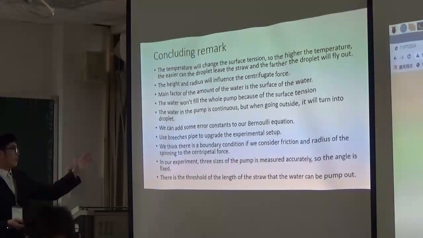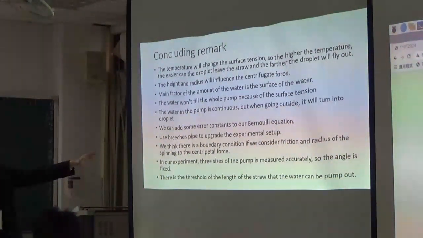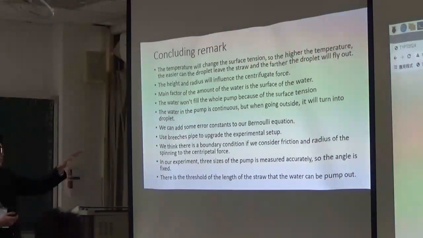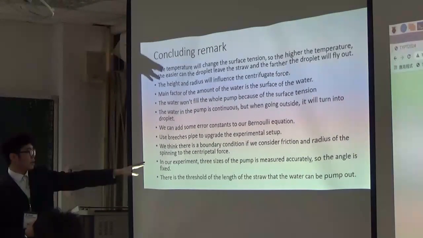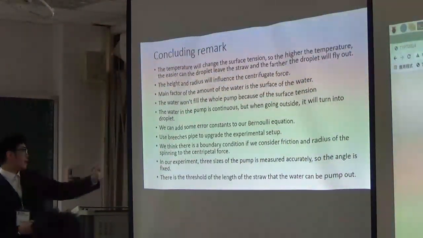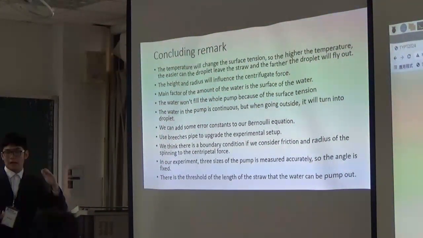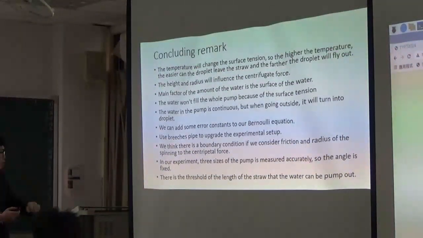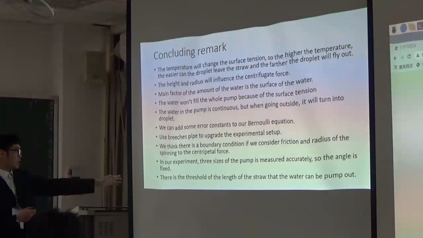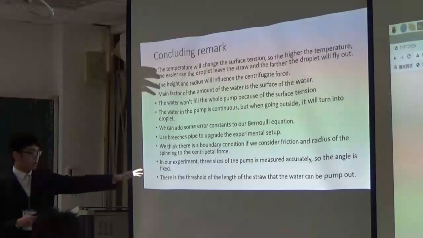And next, we think there is a boundary condition if we consider friction and the radius of the spinning to the centripetal force. And in our experiment, three sides of the pump are measured accurately, so the angle is fixed. So I think that the shooting angle is, I control the shooting angle. And there is a threshold of the length of the straw that the water can be pumped out.